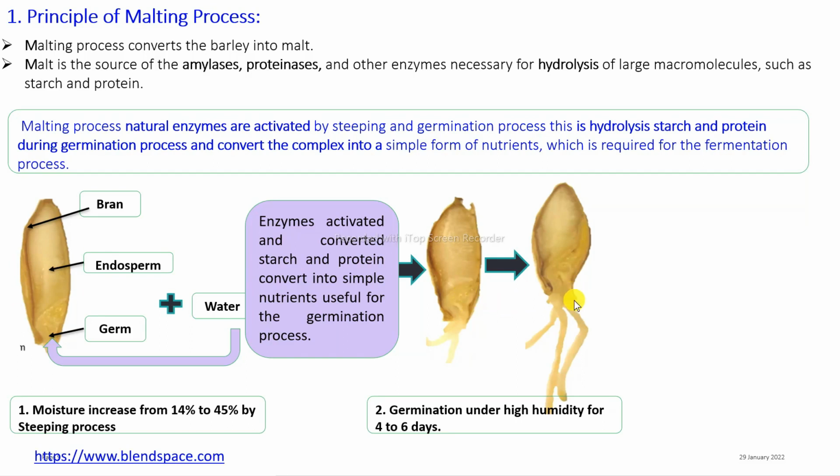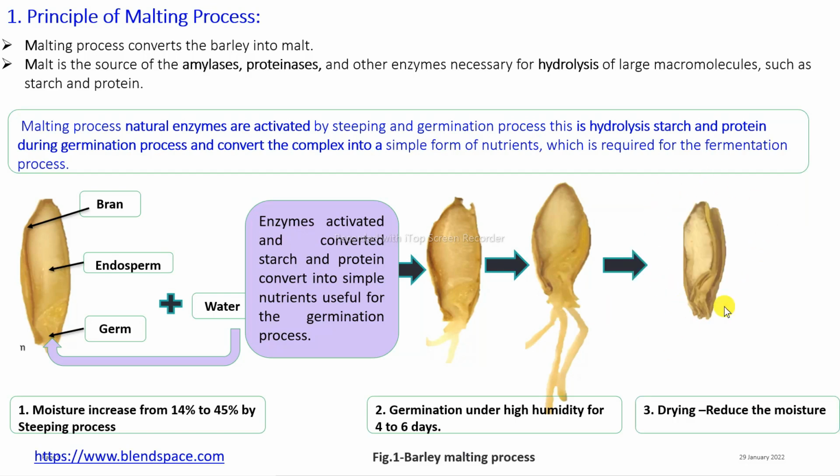You can see this in the picture. During the germination process, which lasts 4 to 6 days under controlled conditions, proper germination occurs, and after that the grains are properly dried, stored and further processed. This is the basic principle involved in the malting process of the grain.